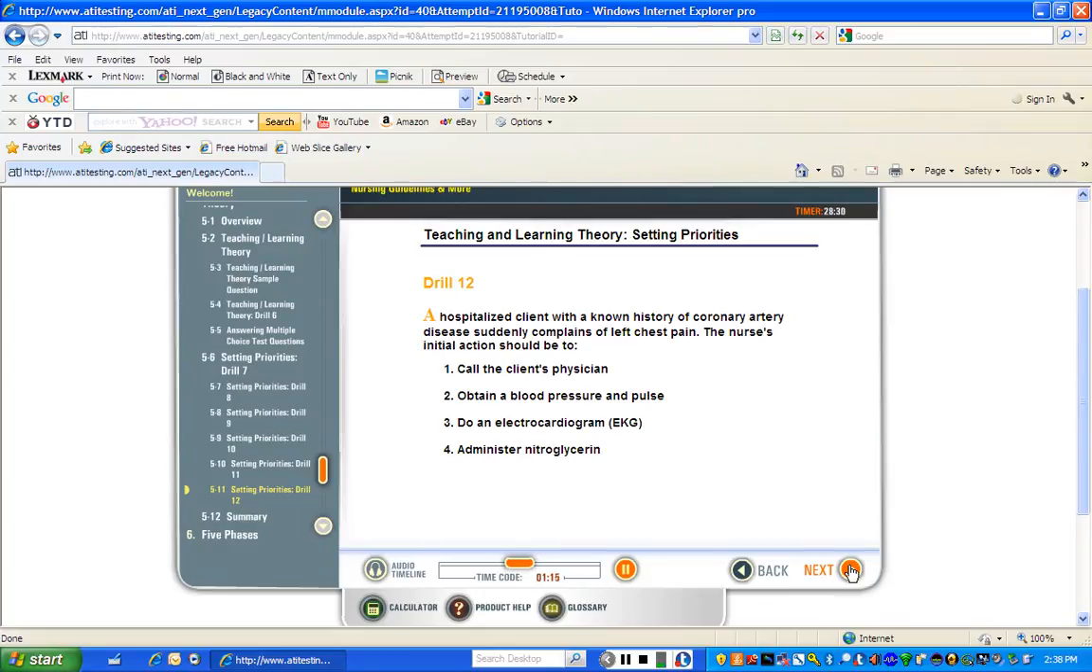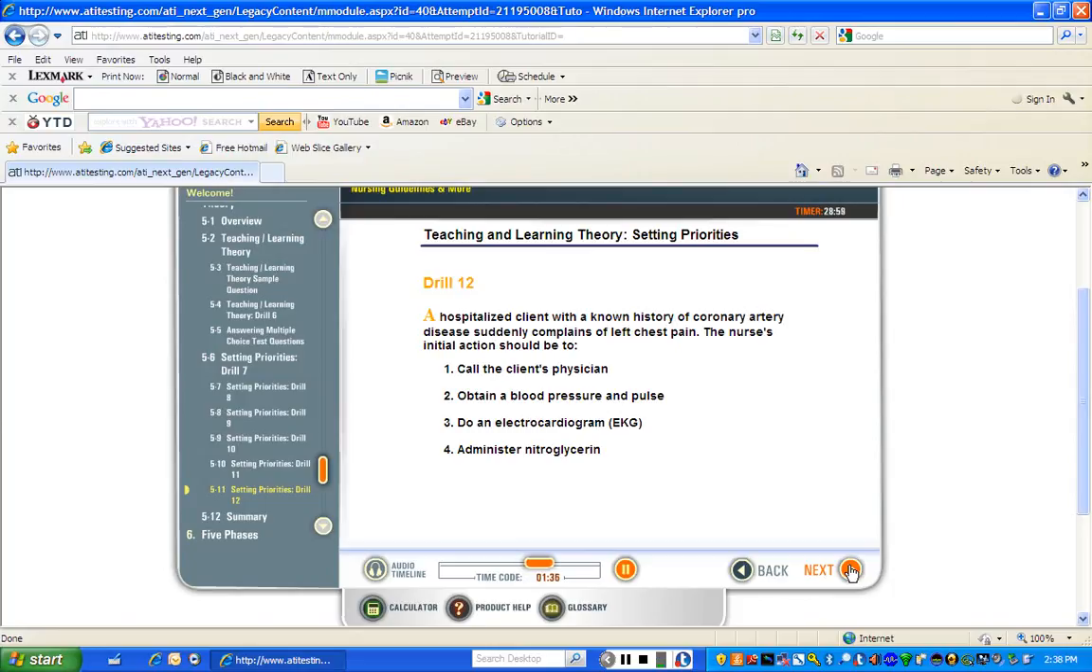This is a very good distractor. But look at your case scenario. The client is in the hospital. If the client was in the community without a nurse right there, this might be the right choice. However, because the client is in the hospital, we will assign a minus to this choice. Option 2, obtain a blood pressure and pulse. We will assign a plus sign to this choice because it is an assessment action that focuses on the client.